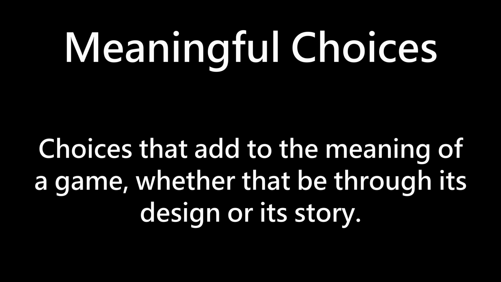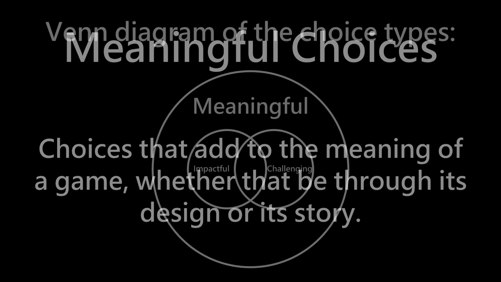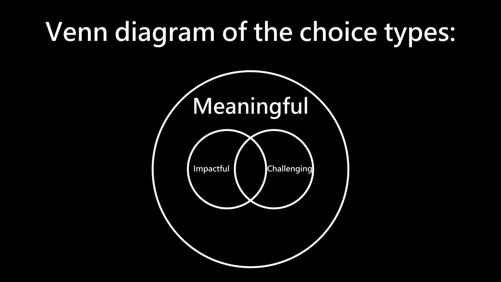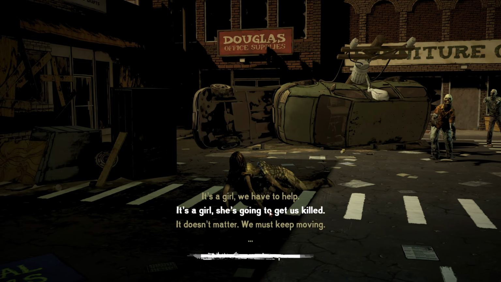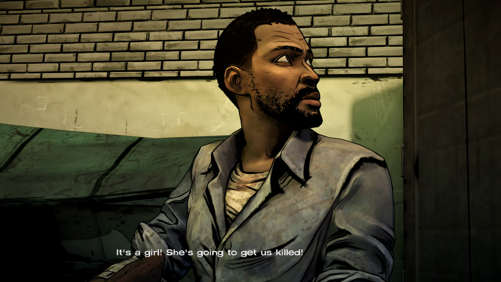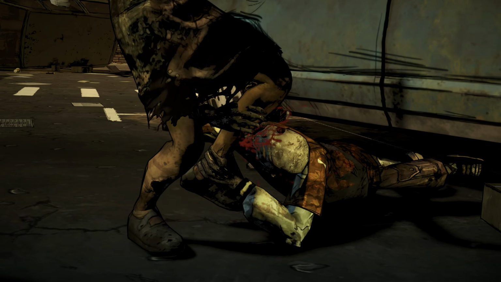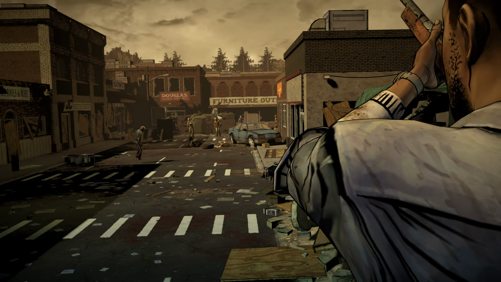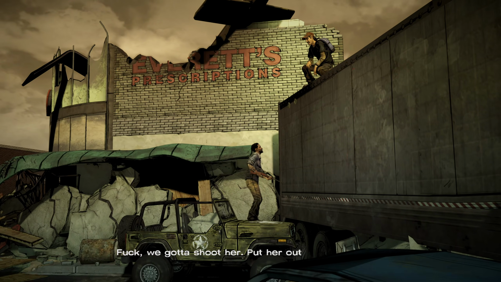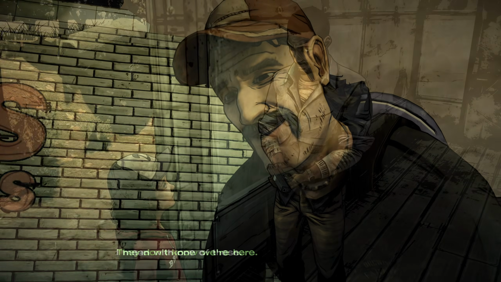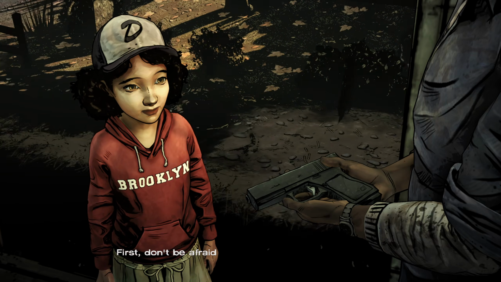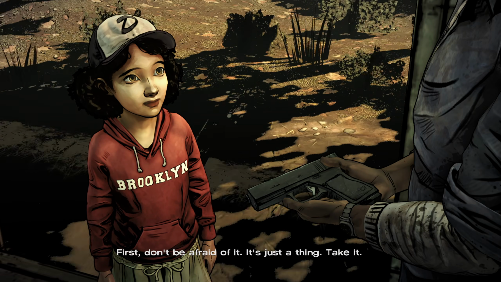I like to think of impactful and challenging choices as subsets of meaningful choices, as both previously discussed types add to the game's design as well as the narrative for those games that worry about their story. For instance, the major choices in The Walking Dead are impactful and challenging, but they also carry a lot of meaning in the context of the story and its tone. They add to the game's bleak atmosphere and reinforce the themes established narratively by Clementine's loss of innocence and Lee's story of redemption following his checkered past.